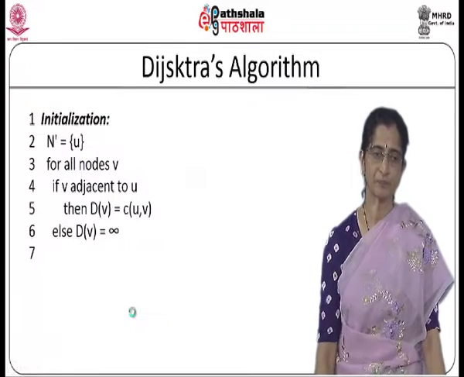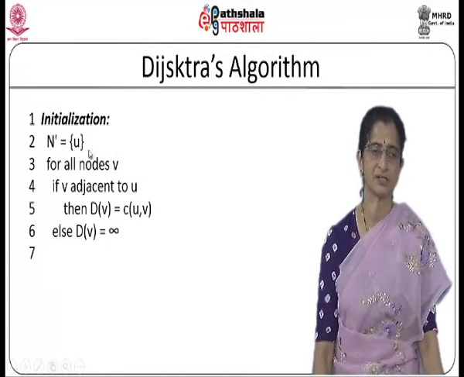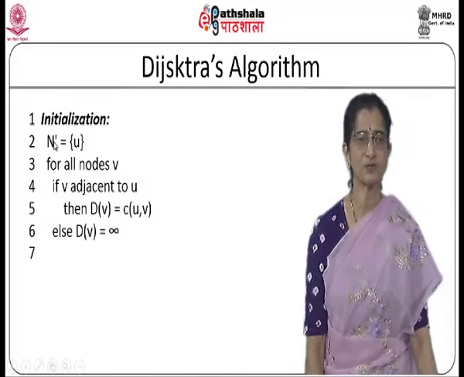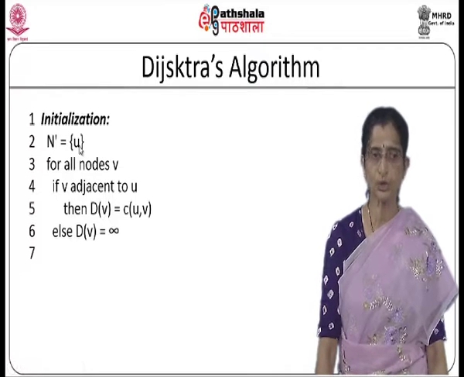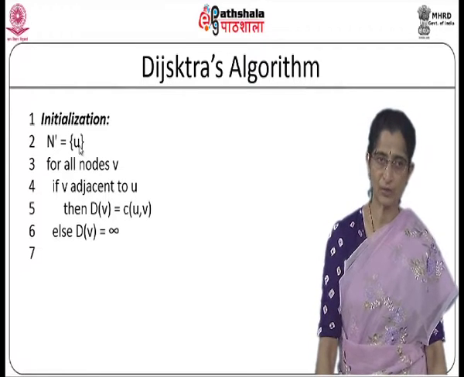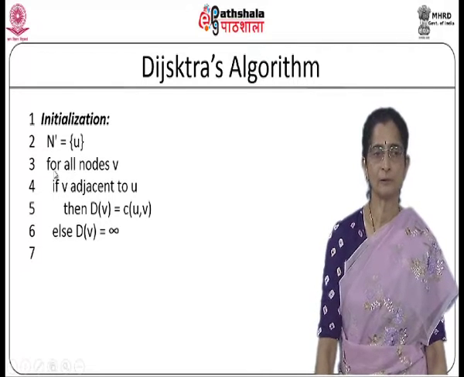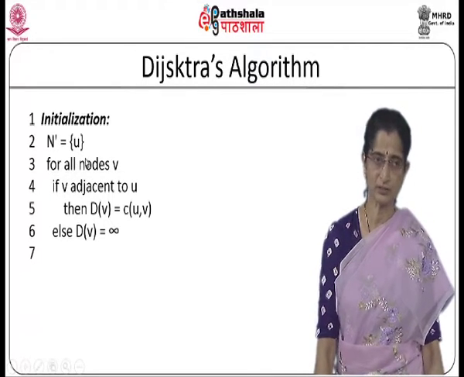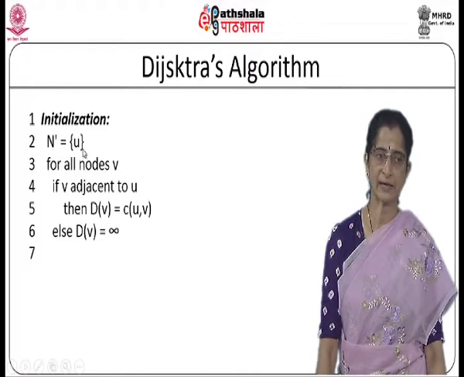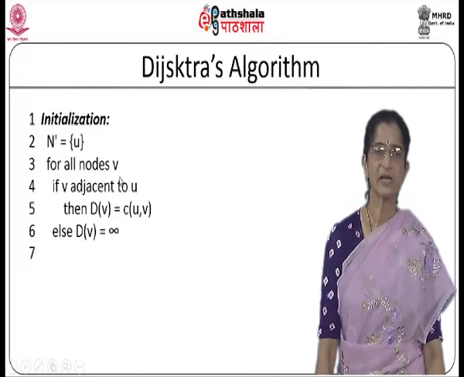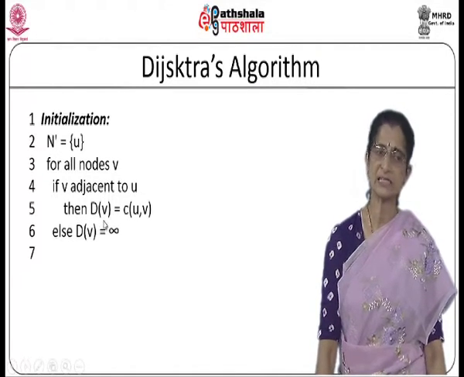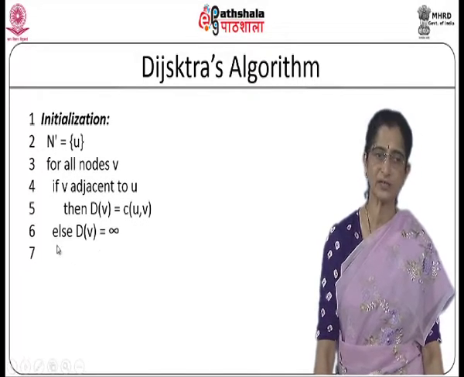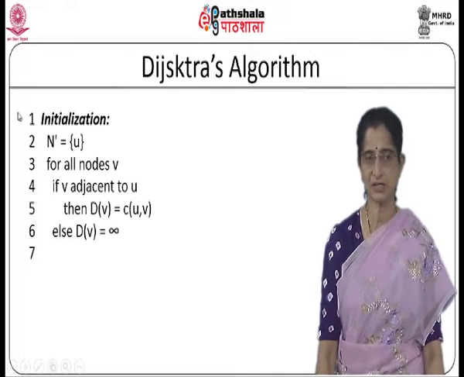Initially we start off with this initialization. N' is set to u, where u is the node at which this algorithm is running. From u to all the other nodes is what we are trying to calculate the path. So we start off with N' equal to u, and for all nodes v, if v is adjacent to u, you mark the distance to v as the cost C(u,v). This cost is known to you because these are your immediate neighbors, and for all the others you set the value to infinity. So this is the initialization that we do.